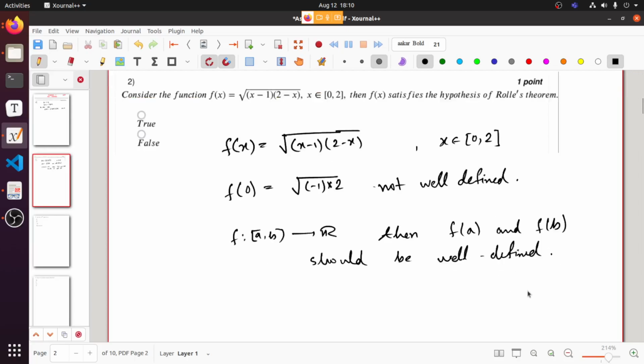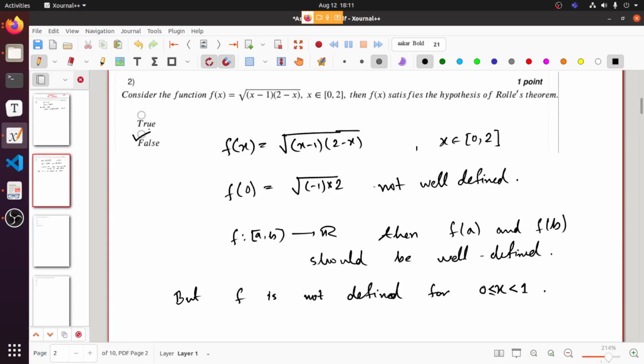But here the function is not well defined for x less than 1, right? f is not defined for x between 0 and 1. So we cannot talk about Rolle's theorem. So this will be false, meaning we cannot simply apply Rolle's theorem. So this will be false.